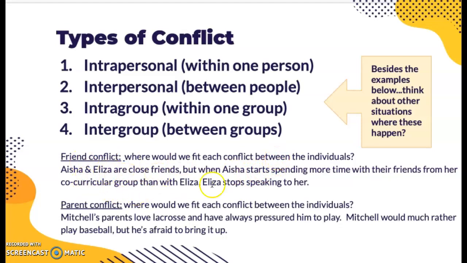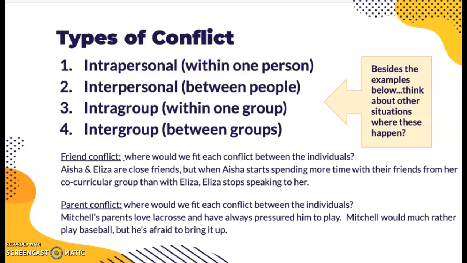Aisha and Eliza are close friends, but when Aisha starts spending more time with her friends from her co-curricular group than with Eliza, Eliza stops speaking to her. I would say that's probably between people. Although a group is kind of involved, it's more interpersonal. Parent conflict. Mitchell's parents love lacrosse and always have pressured him to play. Mitchell would much rather play baseball, but he's afraid to bring it up. That's going to be our intrapersonal. That's within him. He's having conflicting feelings.